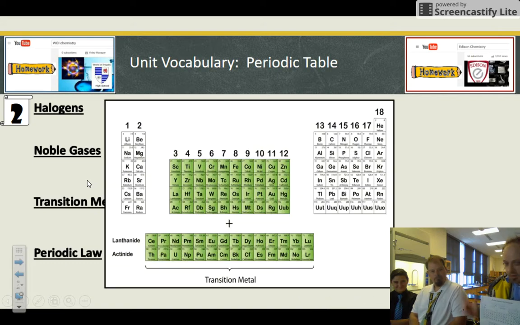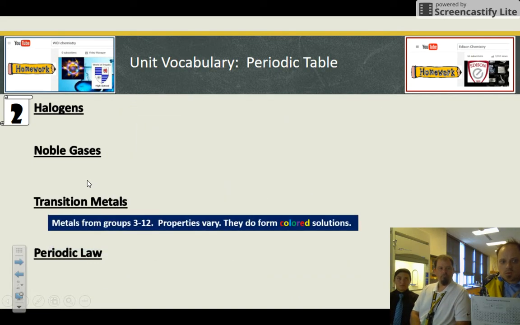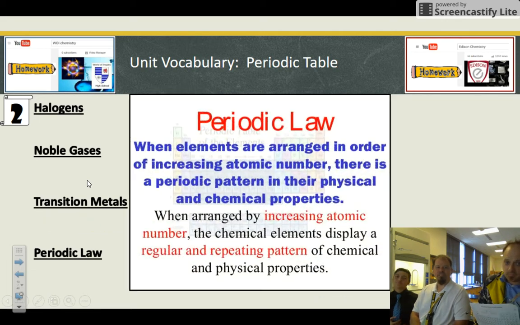Next up are the transition metals. Those are the ones that are found in the middle of the periodic table, groups 3 through 12. They don't follow the same rules with the valence electrons that the rest do. But when they bond together, they form colored solutions, which is neat. And that is testable, actually.